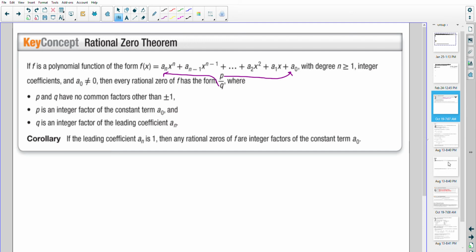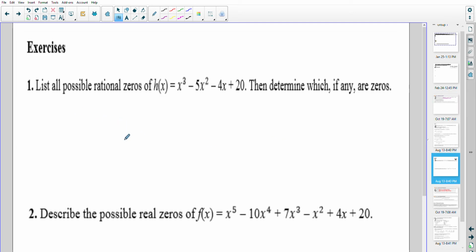I think it's easier seeing an example. Let's take a look at number 1. Your p over q are going to be, again, the factors of 20 over the factors of 1. So that's going to mean it's plus or minus 1, and looking at factors of my p, plus or minus 2, 4, 5, 10, and 20. Now, all of these numbers are possible rational zeros.